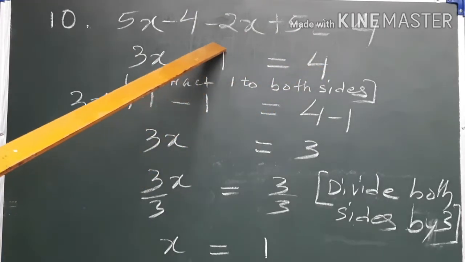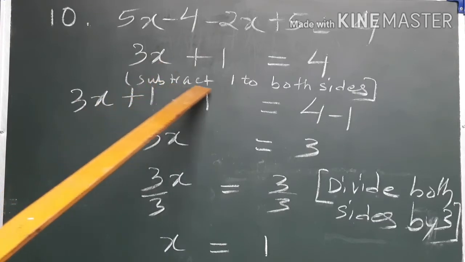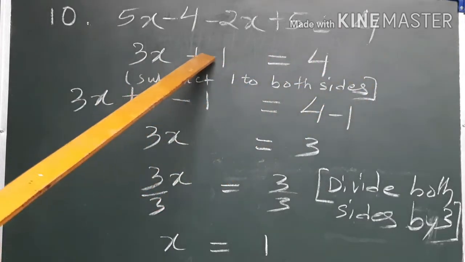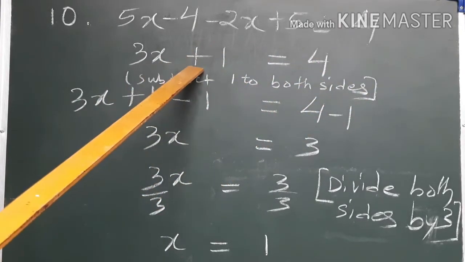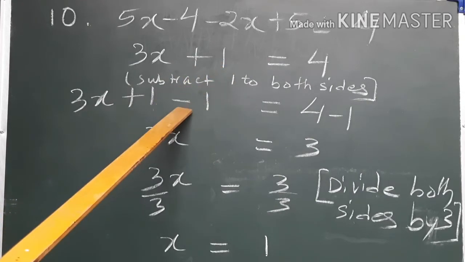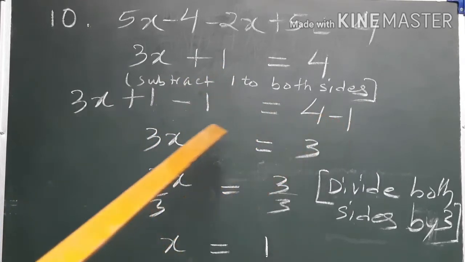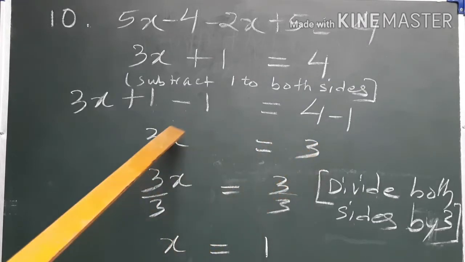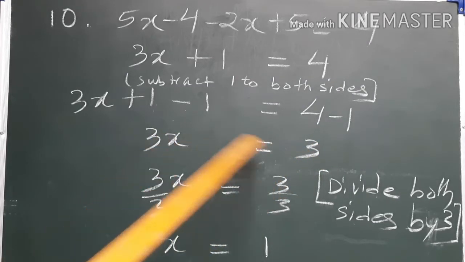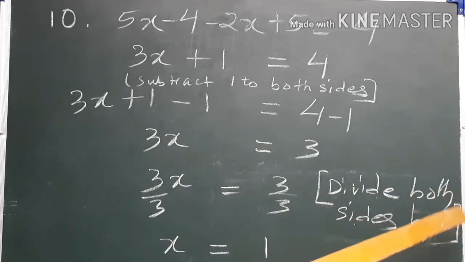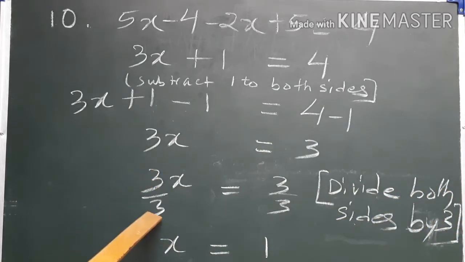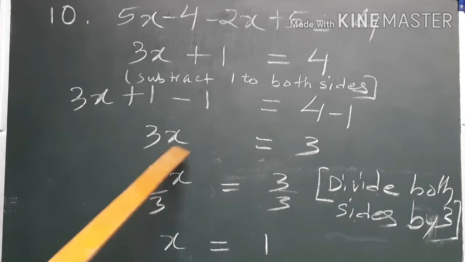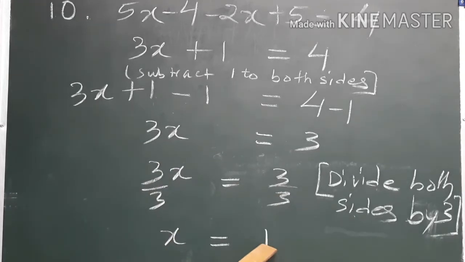We have to remove this 1. Subtract 1 to both the sides. Since it's plus 1, we have to write minus 1. Minus 1 and minus 1. So we are left with what? 3x is equal to 3. Now I have to remove this 3. So divide both the sides by 3. On removing this 3, we are left with x is equal to 1.